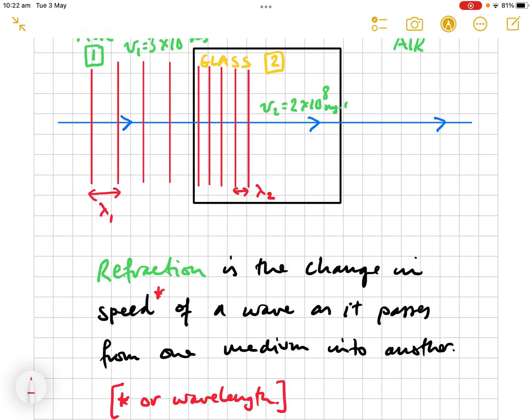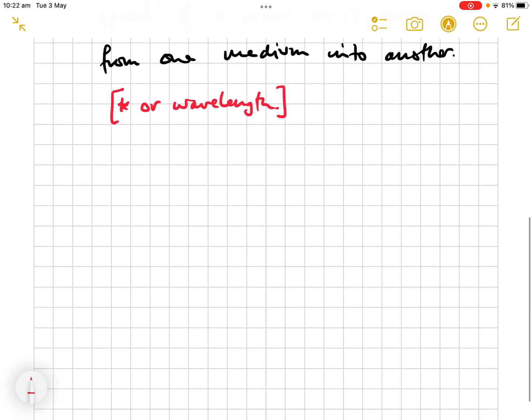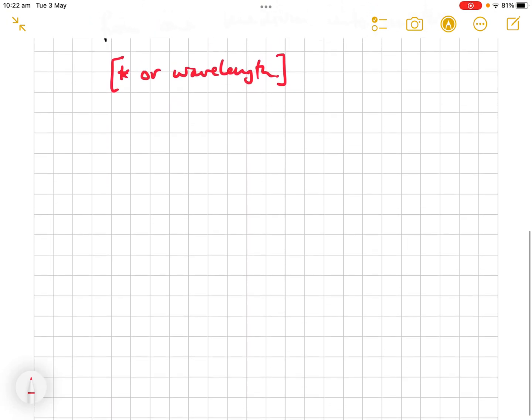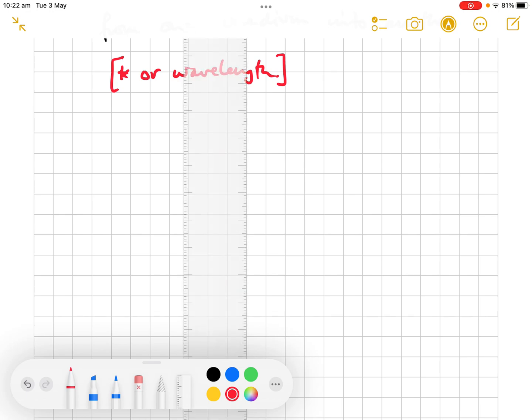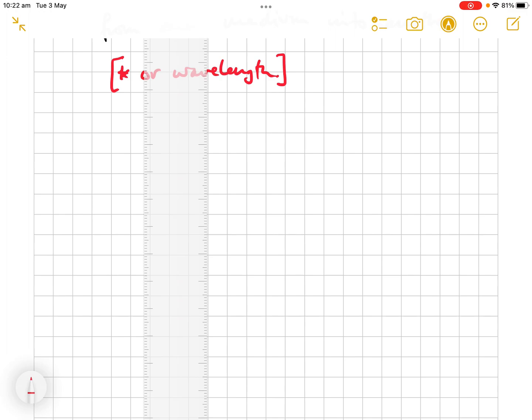You'll notice there's no change in direction of the light beam above, the blue light beam. It's just passing straight through. That's because its angle of incidence is 0 degrees to the normal. It's lying right on the normal. But in most cases, light actually comes in to the boundary between one medium and the next at an angle. So let's now consider that more common situation.